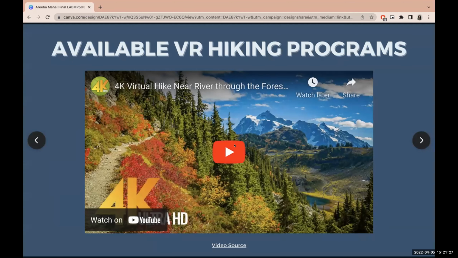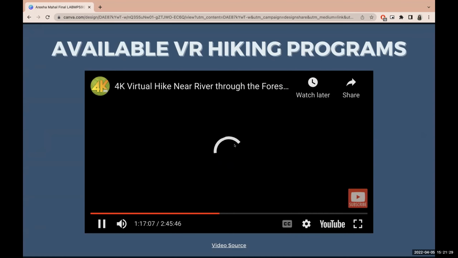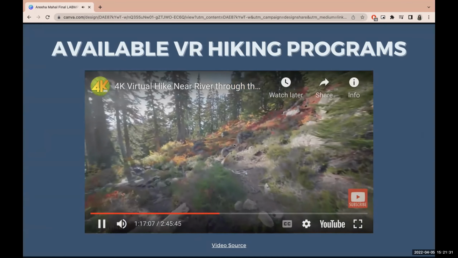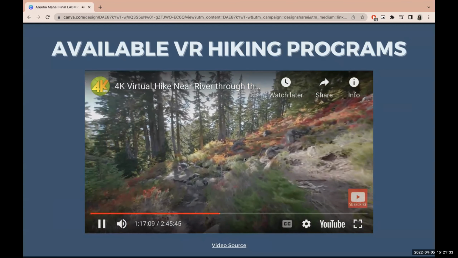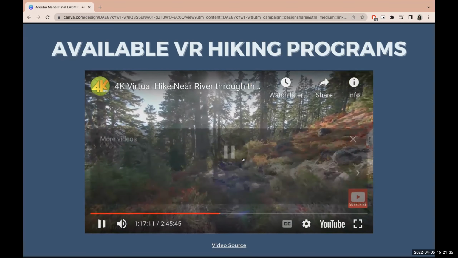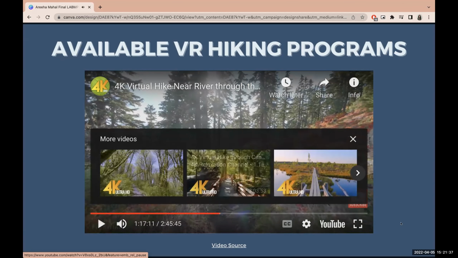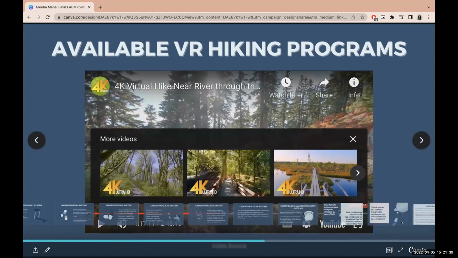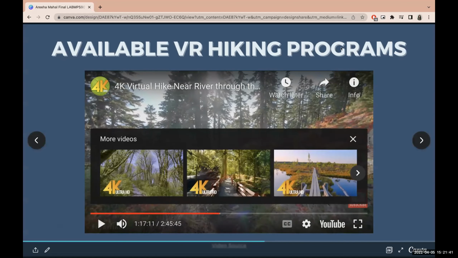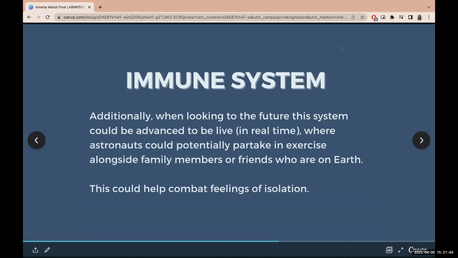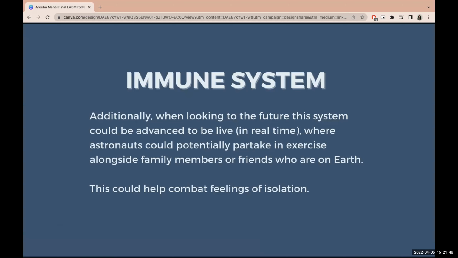So I just have a video. I just want to show a few quick seconds of what this VR might look like. In this video here, you can see that this VR can look like going on a hike in the woods, which would be more appealing for astronauts who currently aren't home, rather than walking on a treadmill or lifting weights.